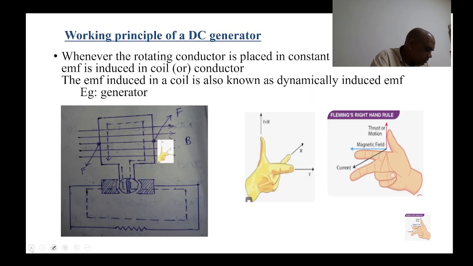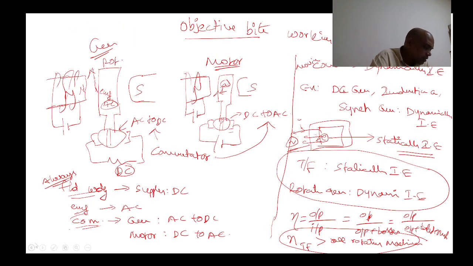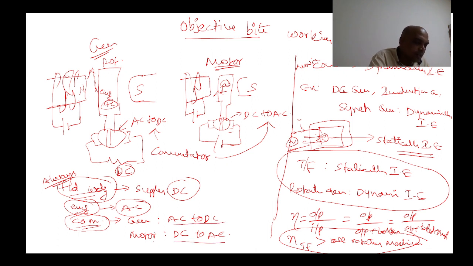Right. So from this, what conclusion can you give? Field winding supply is always DC. EMF induced in the conductor is always AC. The commutator converts AC to DC in a generator, and DC to AC in a motor. And EMF induced in the transformer is statically induced EMF. EMF induced in the generator is dynamically induced EMF.